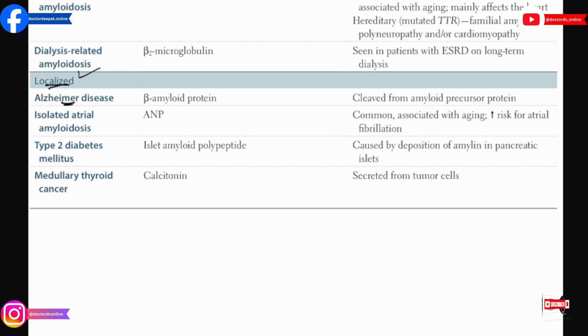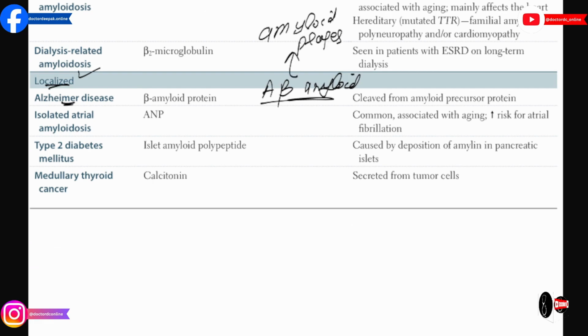So let's discuss the amyloid plaques. And these amyloid plaques are going to be deposited in extracellular space. So they can ask you in the exam, in Alzheimer disease, from where this beta amyloid protein is produced. It is going to be produced from amyloid precursor protein. So this is the definition of Alzheimer disease, you can say, related amyloidosis.